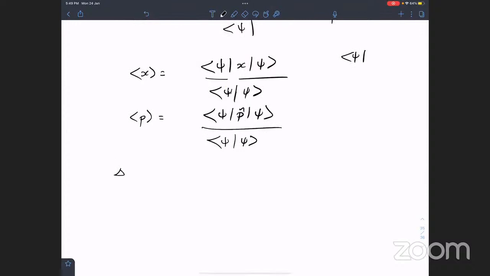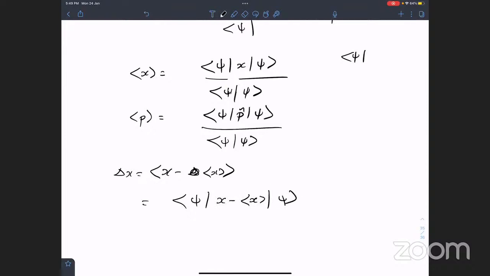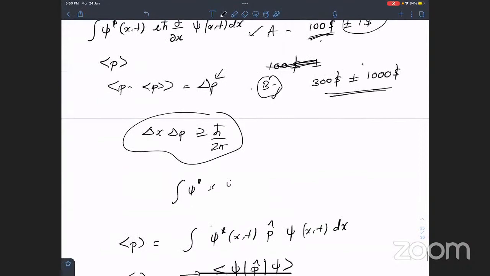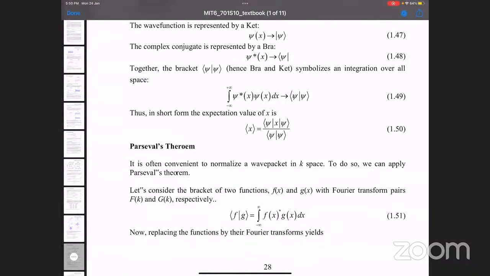What is the delta x? Delta x is nothing but the expectation value of x minus the expectation value of x, right? So this is x minus the expectation value of x into psi, divided by psi, like this. Okay, so this is a simplified notation. You can use it from now on. I hope you understand what that is, right? It's just this integral only. That's it. So that is what is introduced next in terms of the bracket notation.